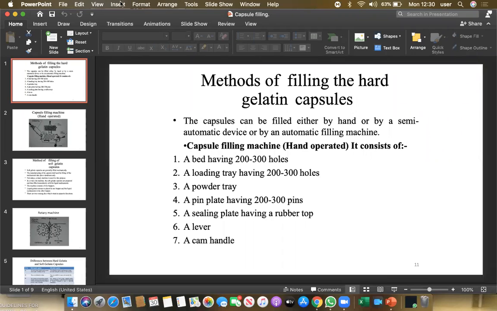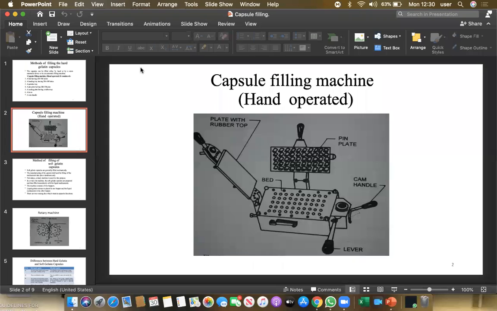So further is the method of filling the hard gel capsule, how they're filled. The capsule can be filled either by hand or by a semi-automatic device or by an automatic filling machine. Capsule machine, hand operated, consists of one, a bed having 200 to 300 holes, second, a loading tray having 200 to 300 holes, a powder tray, a pin plate having 200 to 300 pins, a sealing plate having a rubber top, a lever, a cam handle. You can see here the capsule filling machine, which is hand operated. Manually, they can fill the capsules.